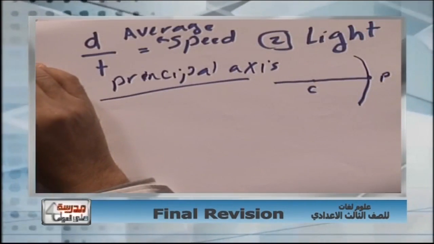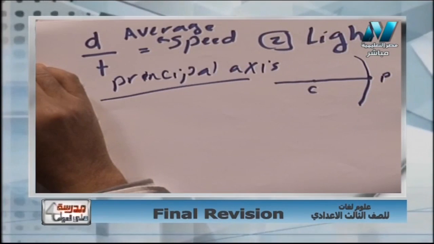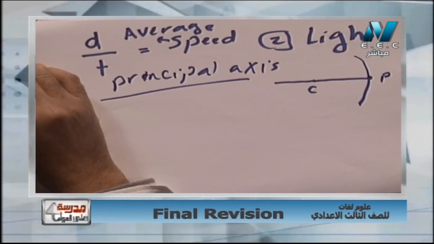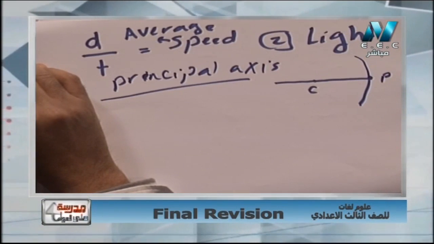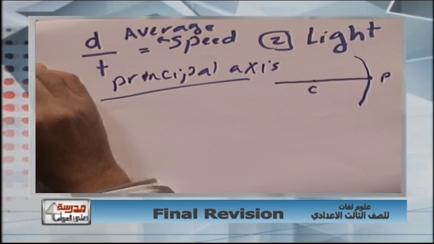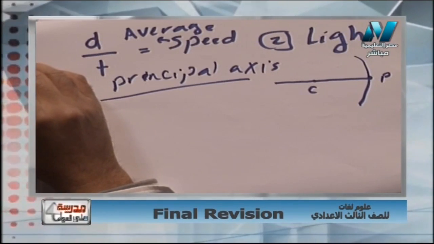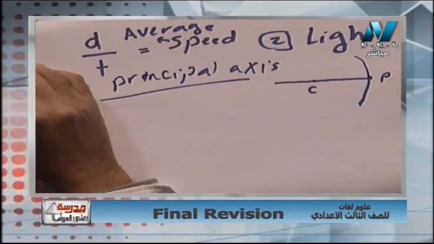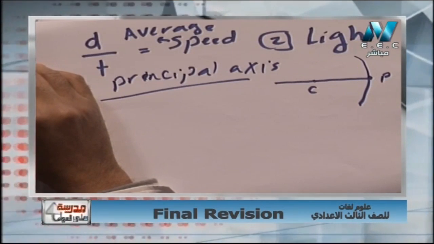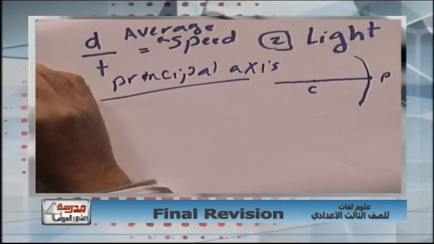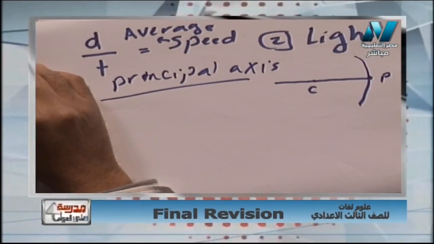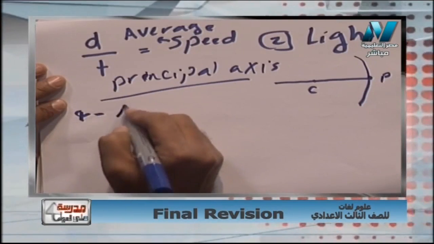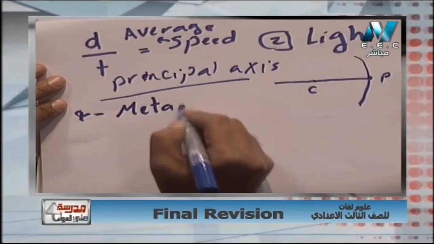Number four, the phase in which chromosomes are arranged along the cell equator. As you know, my dear students, we have four phases: prophase, metaphase, anaphase, and telophase. Which one of them has the chromosomes arranged along the equator? Number four here is metaphase.